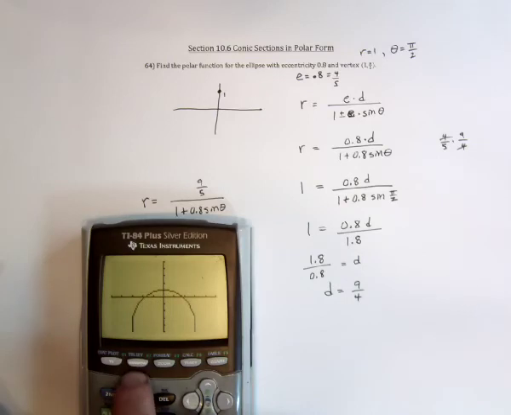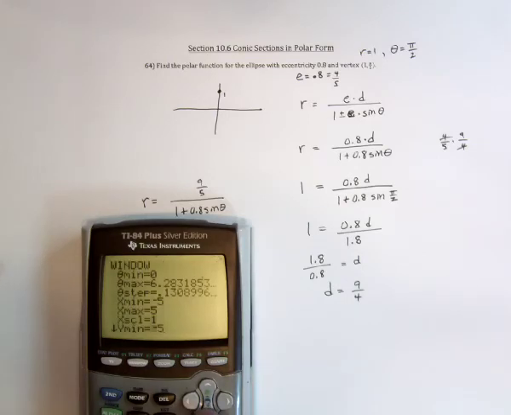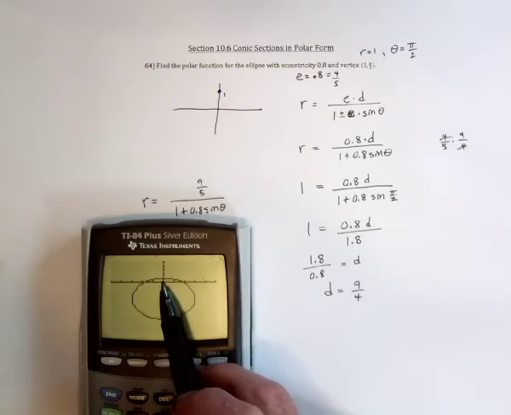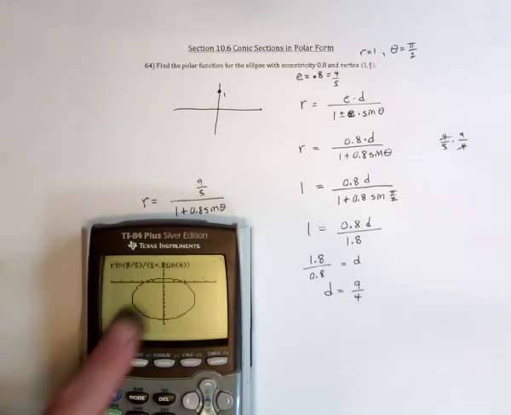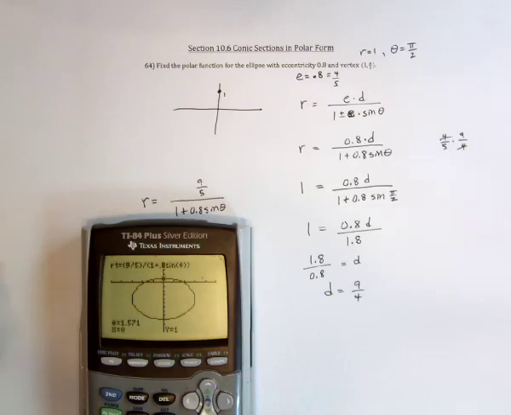And then that looks good. So I need to change the y value so I can see the bottom of it. Make sure it's the right shape. That is an ellipse. And if you look at right here, if I plug in pi over 2, it should be right there at 1. Yep, there it is. We got it.